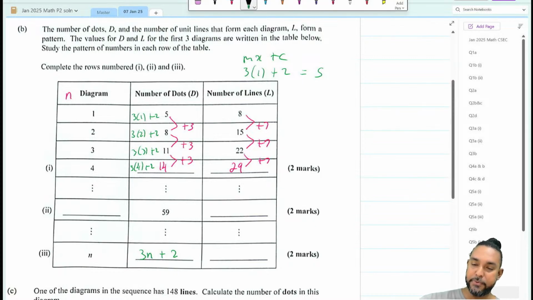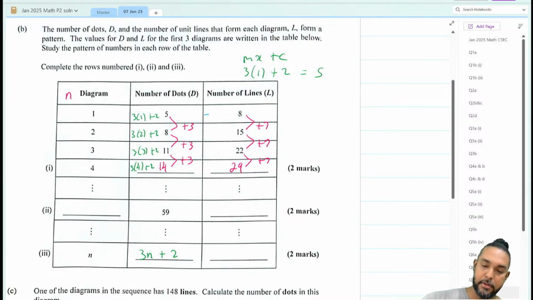So again, same thing for this one. You could do 7 by 1, that's 7, and we have to add 1 to get 8. 7 by 2 is 14, plus 1 to get 15. 7 by 3 is 21, plus 1 to get 22. 7 by 4 is 28, plus 1 to get 29. So this one is 7n plus 1.